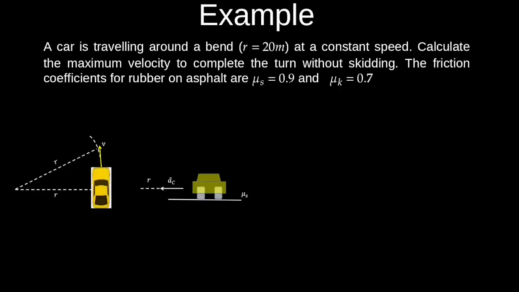A car is travelling around a bend with a radius of 20 meters at a constant speed, and we're asked to calculate the maximum velocity to complete the turn without skidding. So in this case, the static friction force provides a centripetal force to prevent the car from skidding sideways. And the other forces acting on the car are the normal force and the force of weight. So this car is undergoing horizontal circular motion.